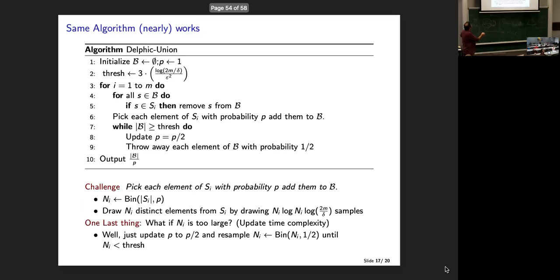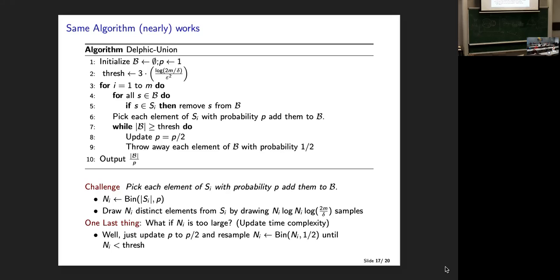So you first know that S_i has come. You know the size of S_i. You know that if I had picked every element with probability P, I would have picked a number which is distributed according to the binomial distribution. So you first pick the number, how many would I have picked according to the binomial distribution, and then draw this many distinct samples from S_i.